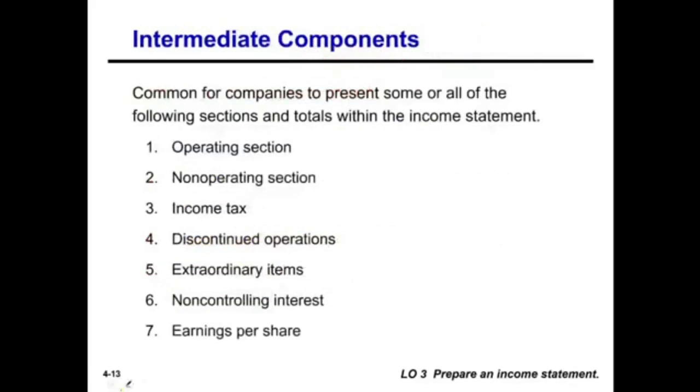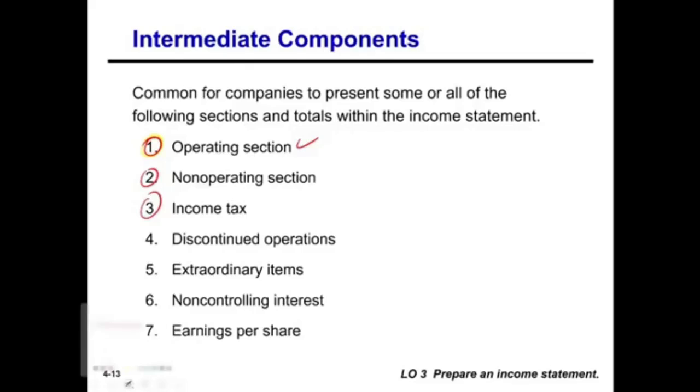But we could have more sections. It's common for companies to present some of or all of the following sections and totals within the income statement. So the income statement could have an operating section, a non-operating section. Obviously it should definitely have an operating section. We'll have an income tax.